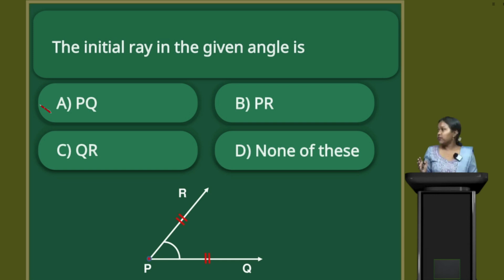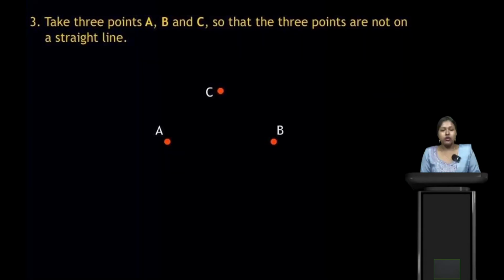Now, the next question is, take 3 points A, B, C so that the 3 points are not on a straight line. So, you have to take 3 different points and the condition is the 3 points are not on a straight line. Let's see. Here are 3 points. You can try in your copy. If you try to join the lines, you will see you can join only AC. It is not possible to join B. That means 2 points are lying on this line, right? Both A and C are passing through a line, but B is not possible.